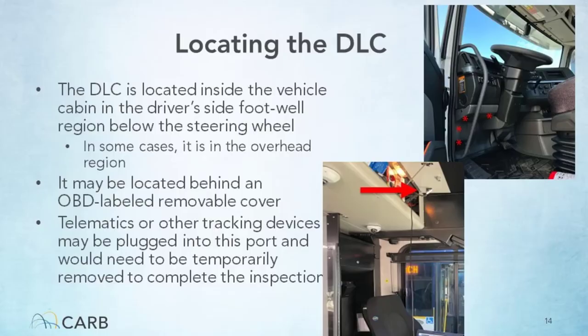The DLC may be located in a variety of areas in the vehicle cabin. The DLC is typically located inside the vehicle cabin in the driver's side footwell region below the steering wheel. The red asterisks in the top photo represent areas where the DLC may be located in the driver's side footwell region. Occasionally, the DLC is located in the overhead region in the vehicle cab above the driver, such as in transit buses. The red arrow in the bottom picture represents where the DLC may be located in an overhead region.